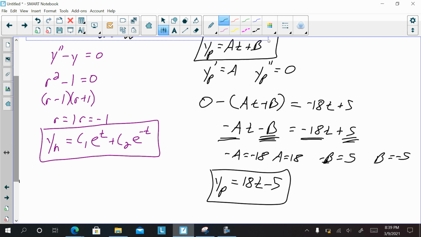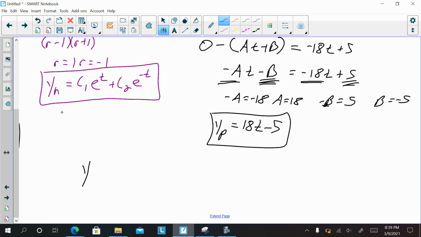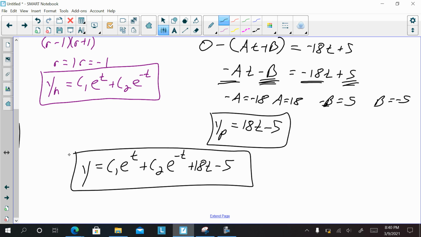So then our general solution is just a linear combination of the homogeneous and the particular. So c1 e to the t plus c2 e to the negative t plus 18t minus 5. So that's the general solution for this particular differential equation.